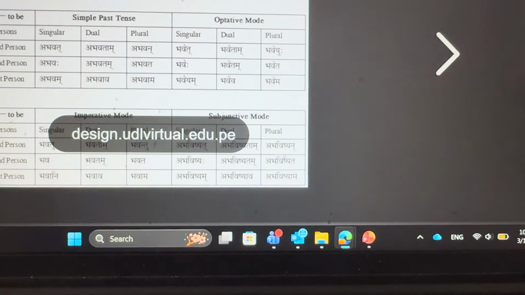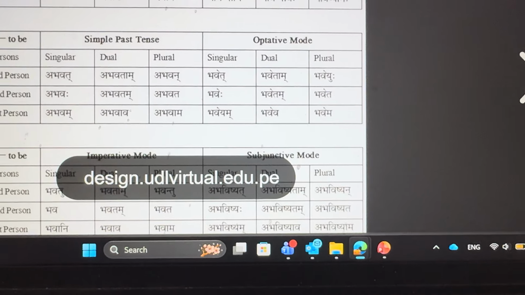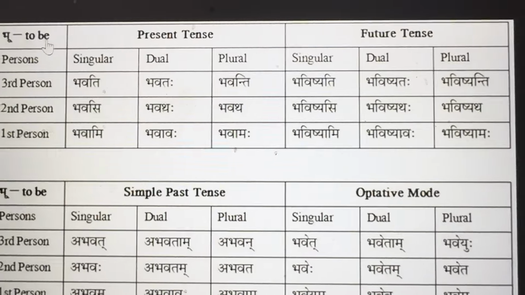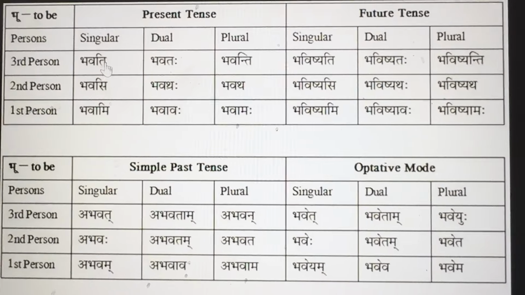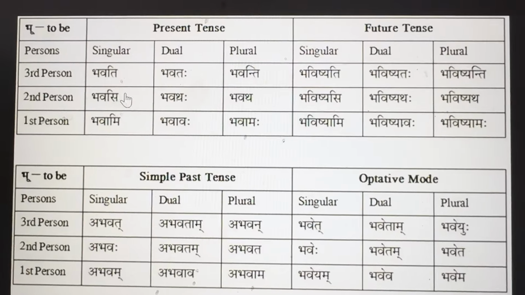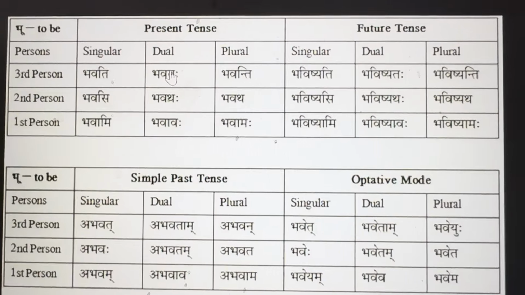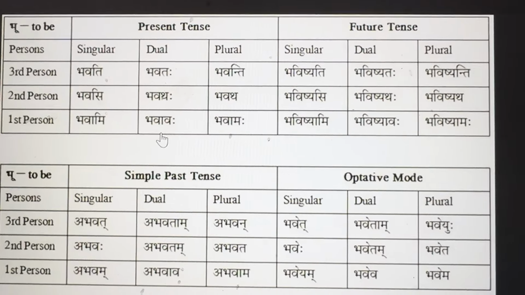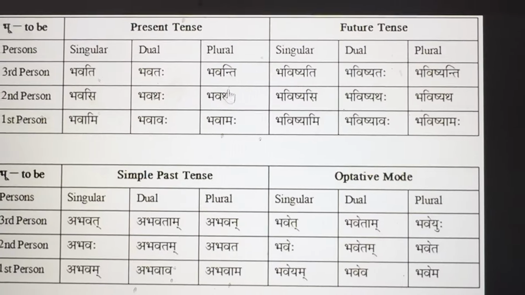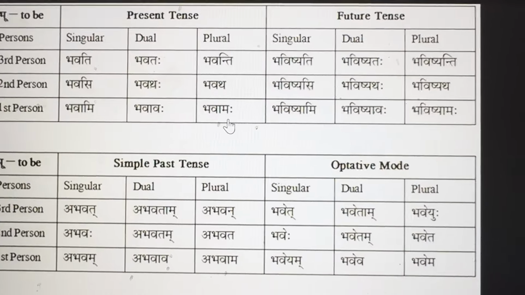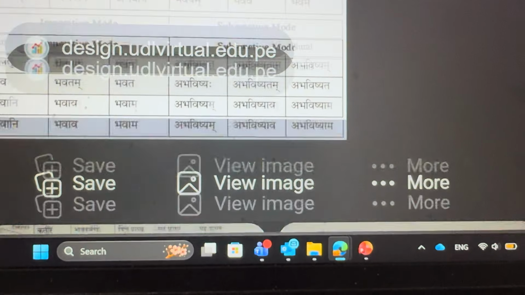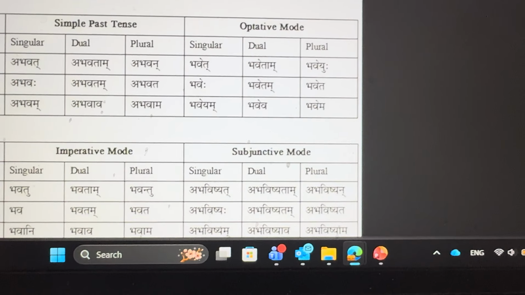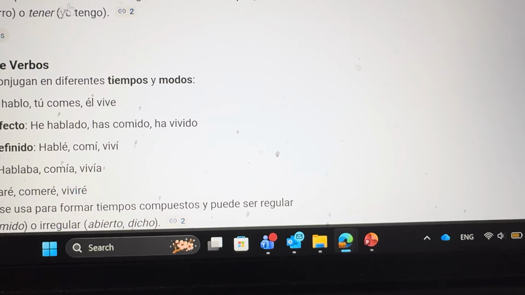So for example, bhu, to be, right? You have third person, second person and first person. So you say bhavati, bhavasi, bhavami, right? Bhavatah, bhavathah, bhavavah, bhavanti, bhavatha, bhavamah. So what I'm trying to say here is that we used to have conjugations to verbs in Sanskrit. Similarly, you have conjugations to verbs in Spanish.